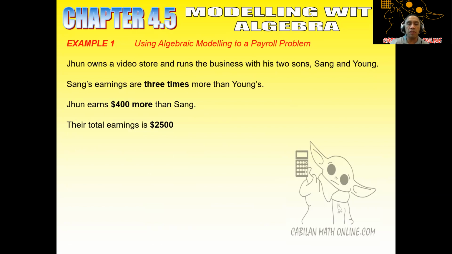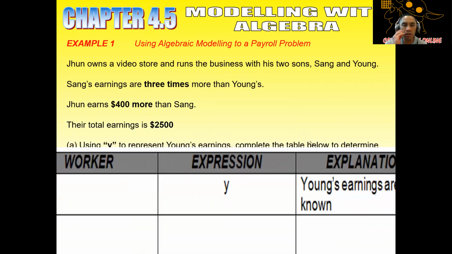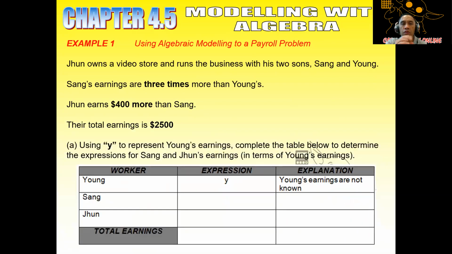What you have to understand about this question is that even though there are 3 people in it, we're going to represent all the earnings based only on one individual. If you take a look at each part of the scenario, everything is, for the most part, compared to one person, which in this case is Young. So we're going to let Y represent Young's earnings and then use just the Y to determine what the expressions are for the other 2 people in this problem.